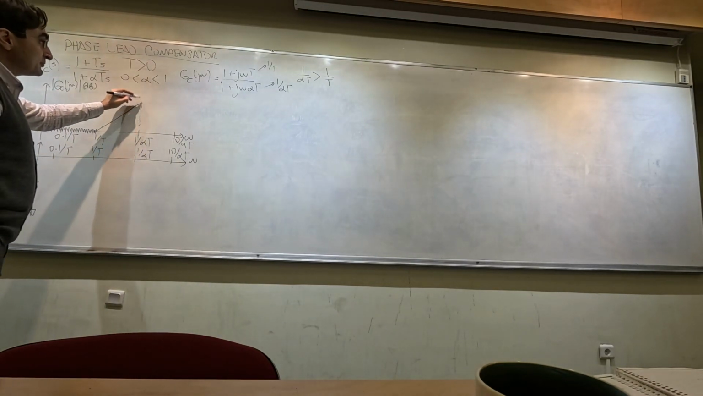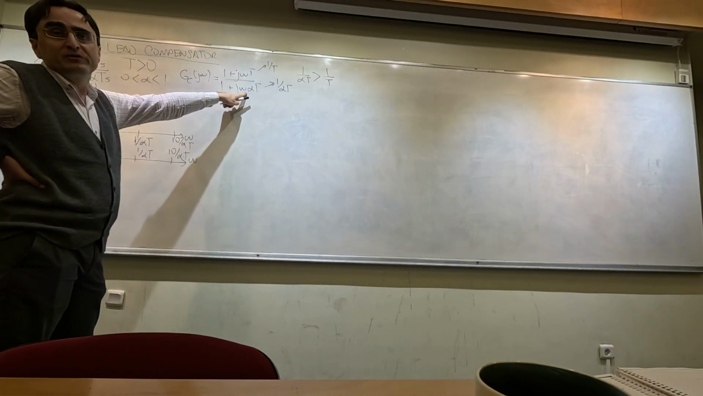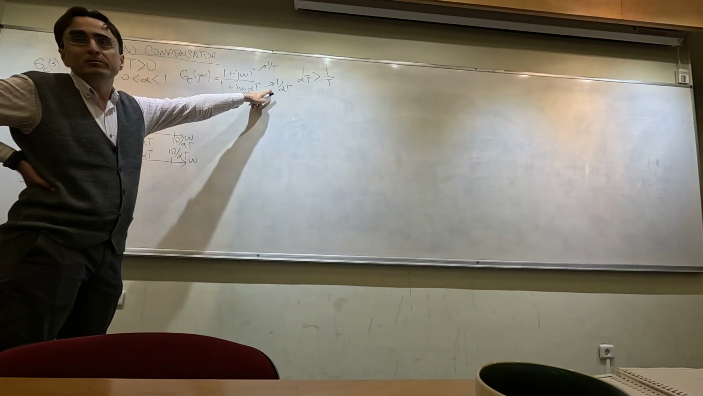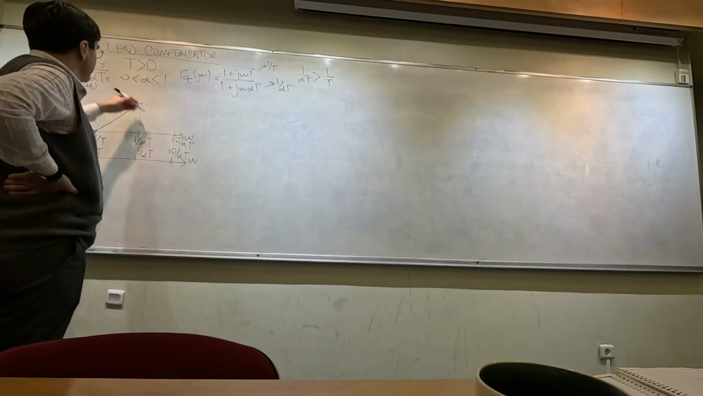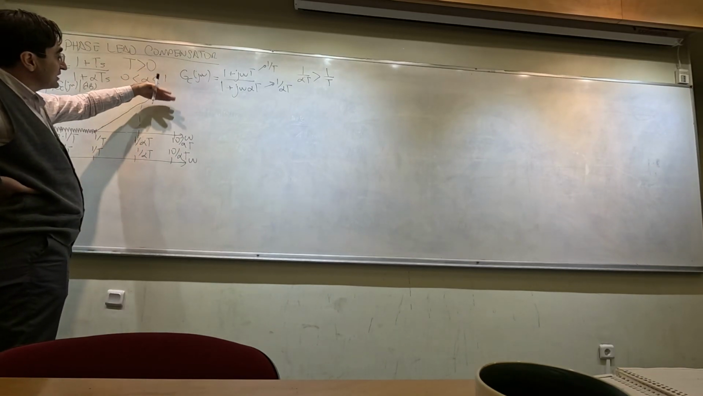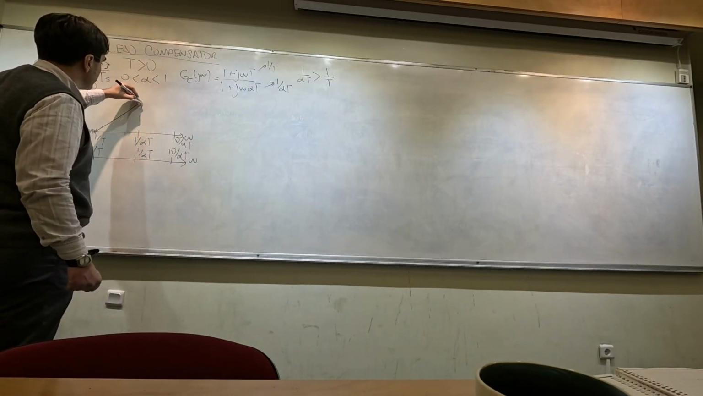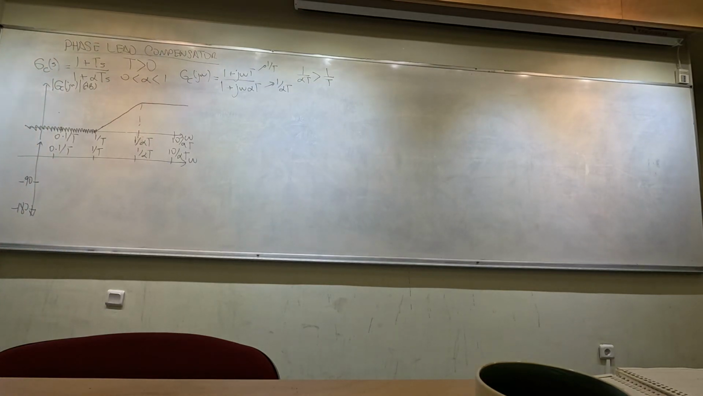Okay? And afterwards, we are going to have the effect of the denominator term, because we hit its corner frequency. That is going to bring us an additional minus 20 dB per decade slope. Currently I have plus 20 dB per decade, so if I add minus 20 dB per decade to that, the magnitude response is going to become horizontal after that point. So we have an asymptotic plot given like this for the phase lead compensator.